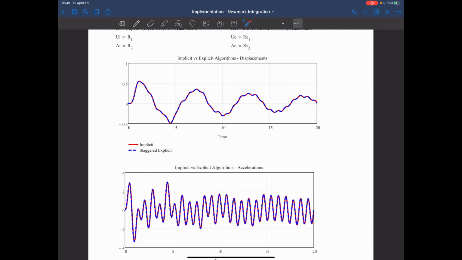But of course, in this problem, we have a very flexible structure, so the delta t limit didn't cause a big problem. But when you have a very stiff structure, using an explicit algorithm will require a significantly small delta t.